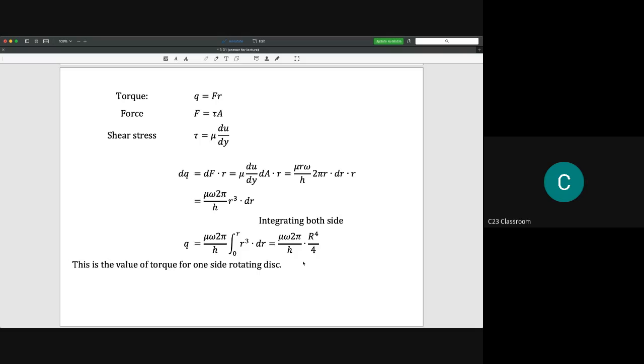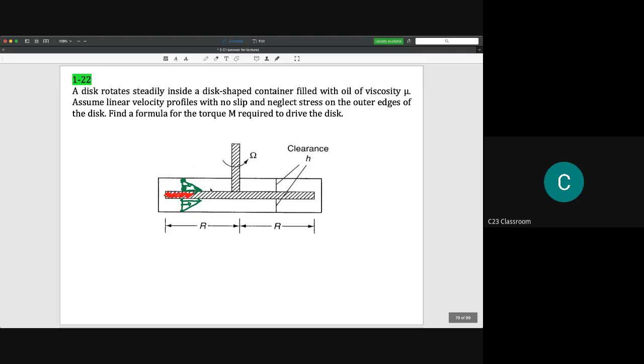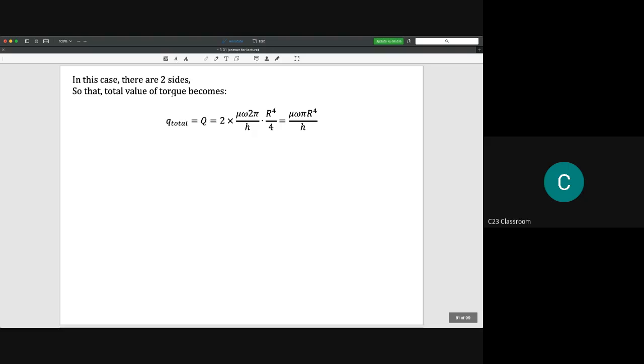Okay, another thing that you need to understand is that the value of torque that you get from this equation actually represents only one side of the rotating disk. So if we have a situation where both sides are affected, it means you need to multiply it by 2, because we need to calculate the total torque to overcome the friction.